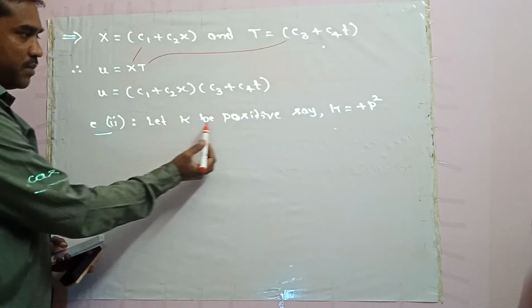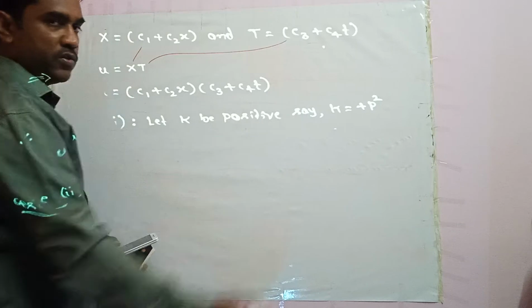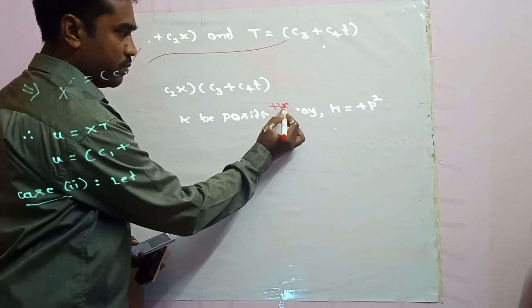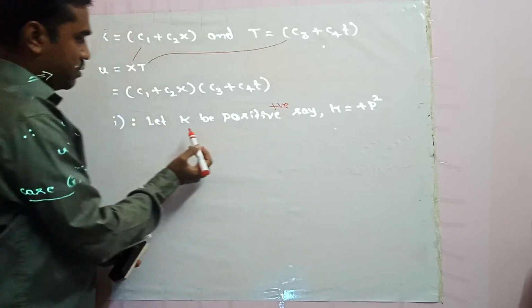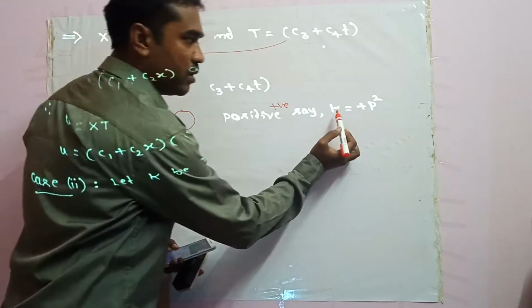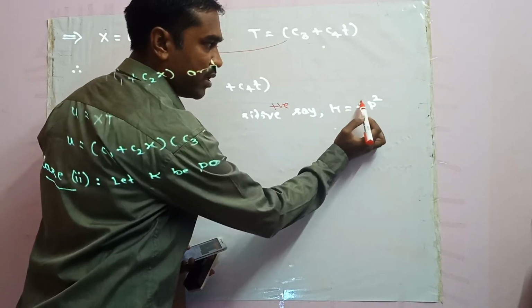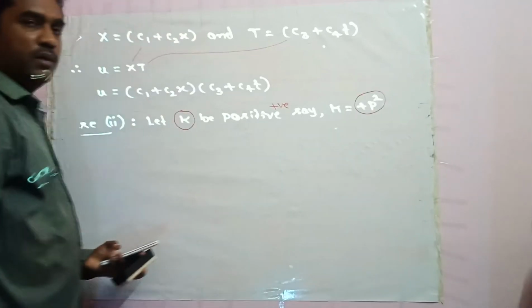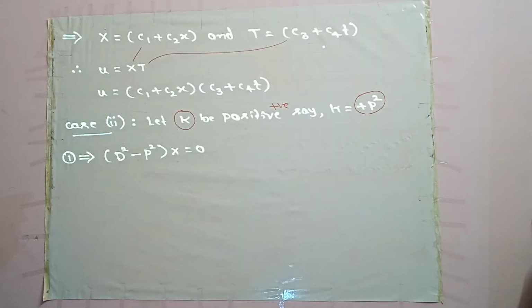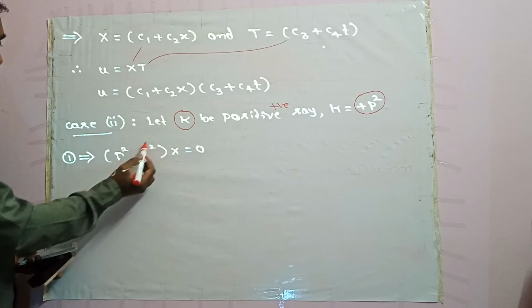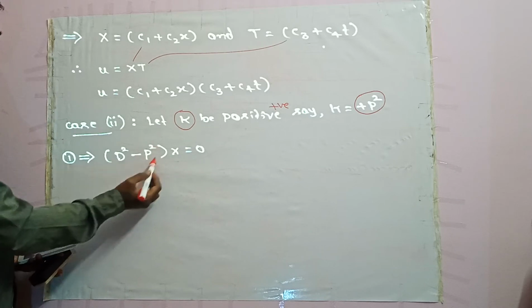Now let us take k be positive. Second case we are going to see, k be positive. Let us take that positive value of k as plus p square. So in the place of k, I have taken p square.